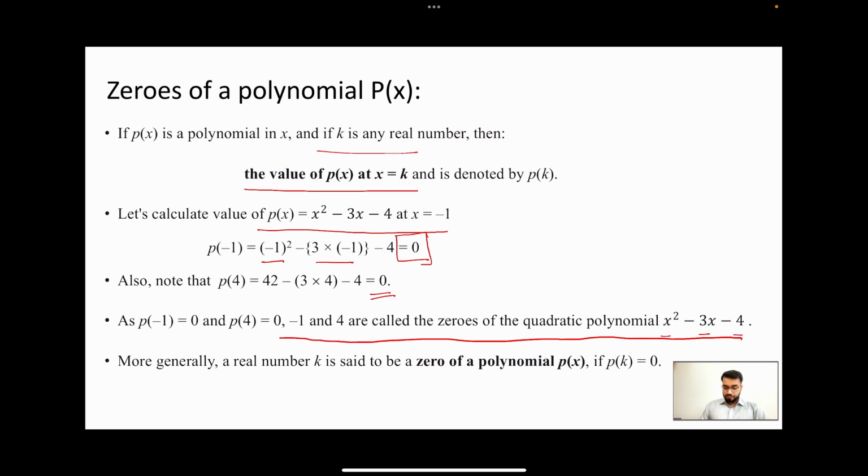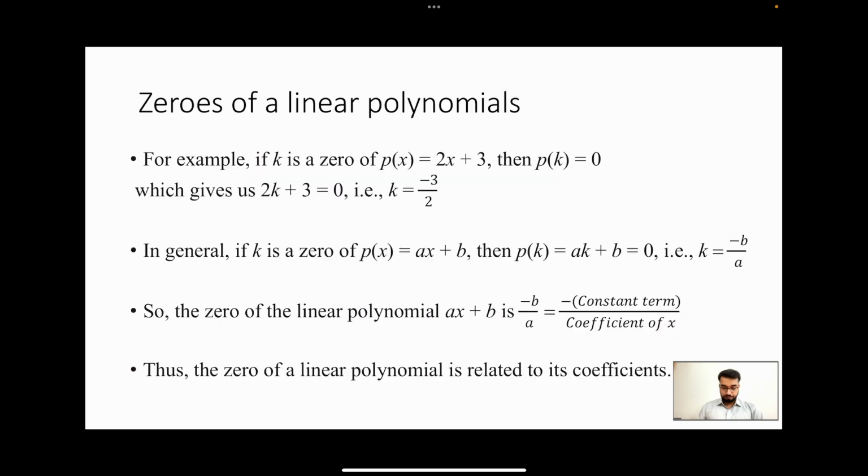So in general terms, any real number k is said to be a zero of a polynomial when p(k) = 0. That means when we substitute k in place of x, the whole expression comes to 0. Then that value is called a zero of the polynomial.